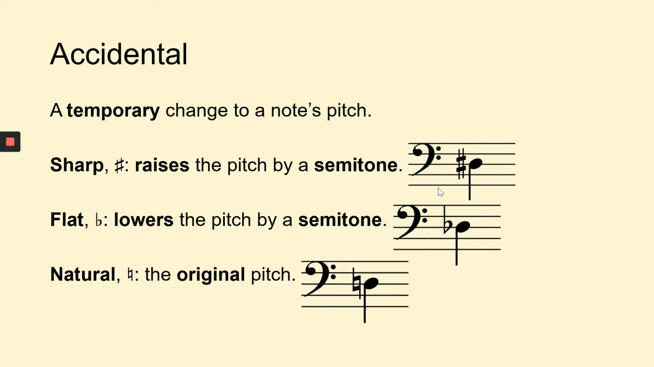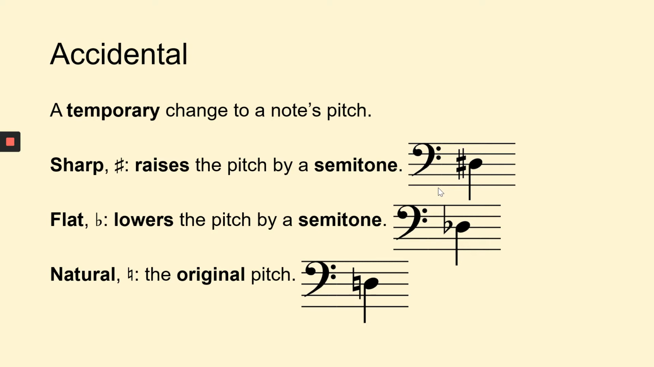And we have natural signs, which just give us the original pitch. So that is just a D natural. This gives us the notes between notes. We can go D, D sharp, E, or D, D flat, C.